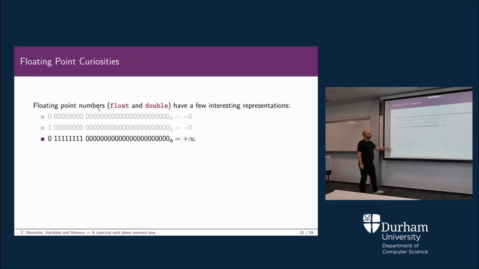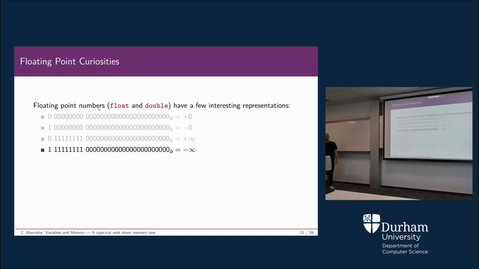You can represent infinity with floating point numbers, or at least we call it infinity. So this is just the exponent being all ones, whereas the sign is set to the positive value and the fraction is set to zeros. And you can have negative infinity as well by just flipping the sign.